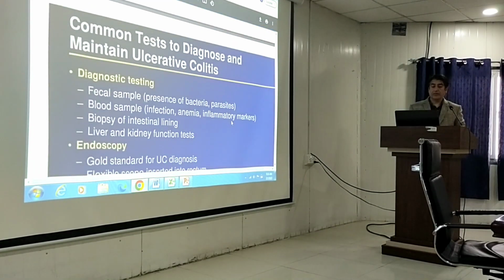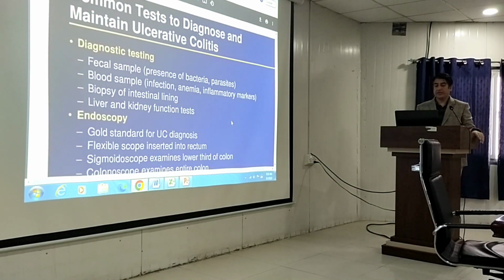Common tests to diagnose and maintain ulcerative colitis. Diagnostic tests: fecal sample, presence of bacteria, parasites for any bacterial infections. Any patient with suspicion of ulcerative colitis, we must do the blood stool cultures plus the cultures for C. diff toxin, which is very important before we diagnose the ulcerative colitis. Blood samples for any infection, anemia, inflammatory markers, biopsy of intestinal lining. The biopsy rule is to take two samples from the 5 different areas, from rectum to the colon.